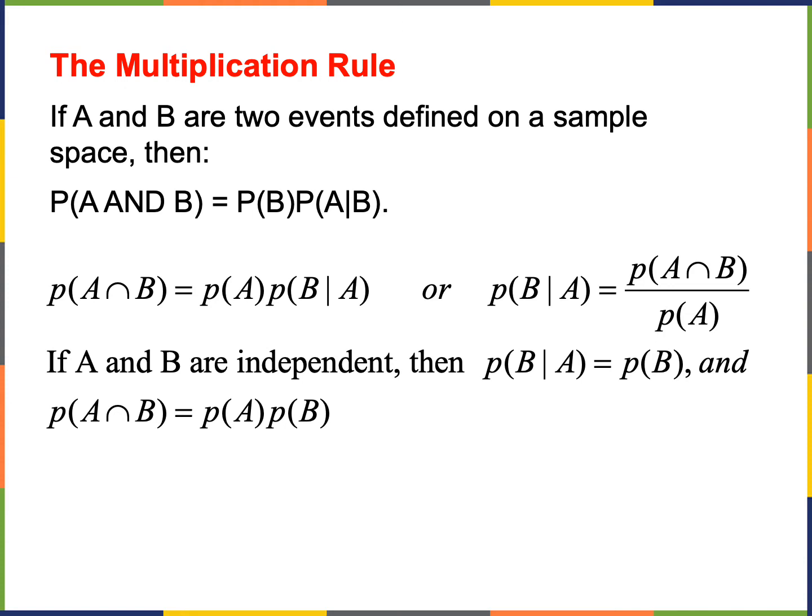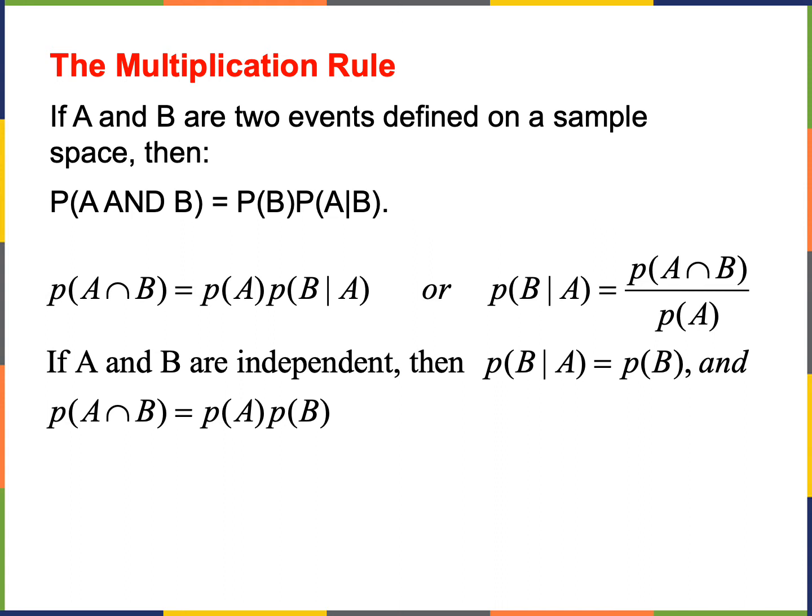By now we know if we have two events defined on a sample space, then the probability of the intersection of the events, or them occurring at the same time, is equal to the probability of B times the conditional probability of A given B. It goes the other way as well. The probability of A times the probability of B given A is equivalent to the intersection as well.